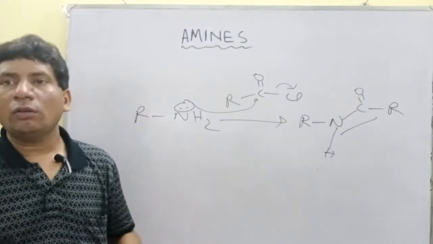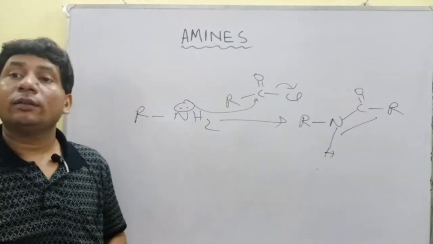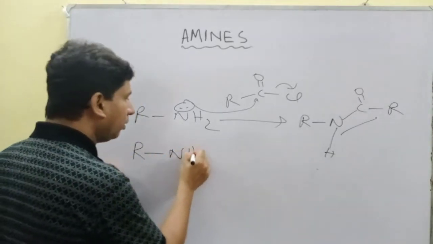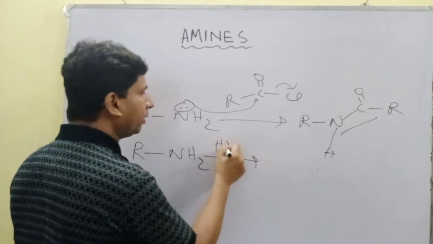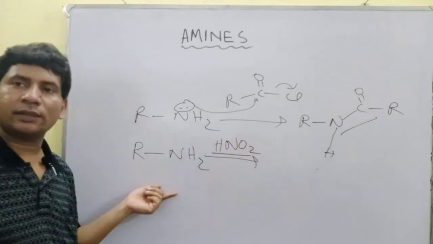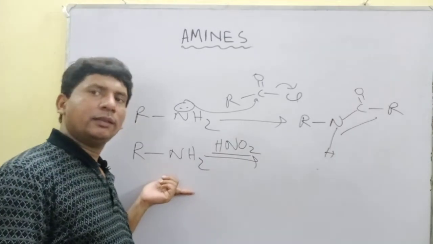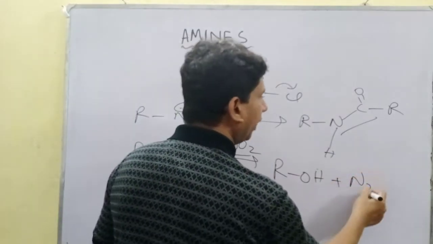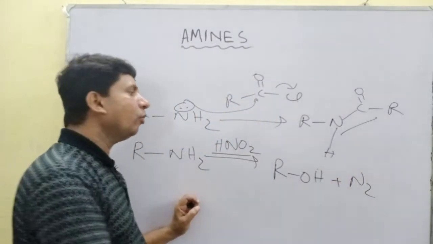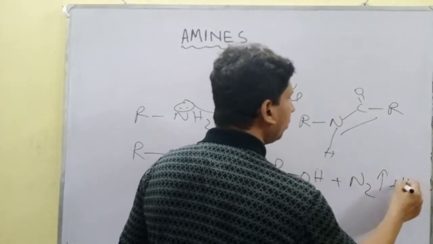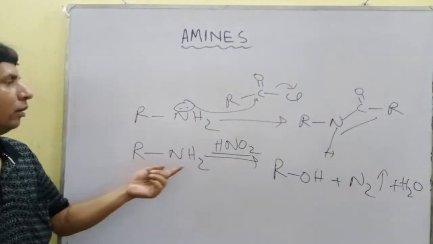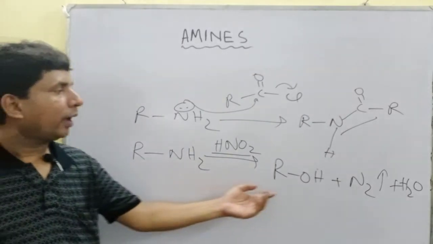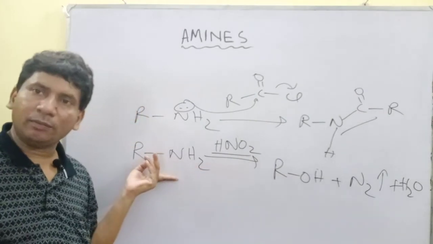Now if we use nitrous acid, HNO2, what is this? Nitrous acid. If we use nitrous acid, then we will get ROH. Nitrogen will be removed completely from this system. So using nitrous acid we can form alcohol from the primary amine. Clear?